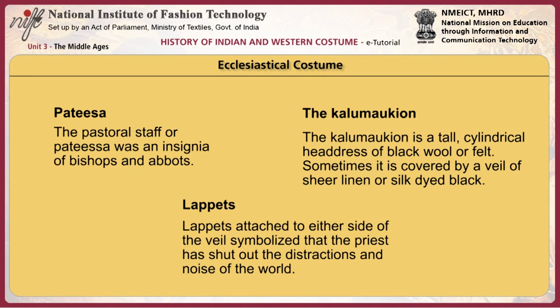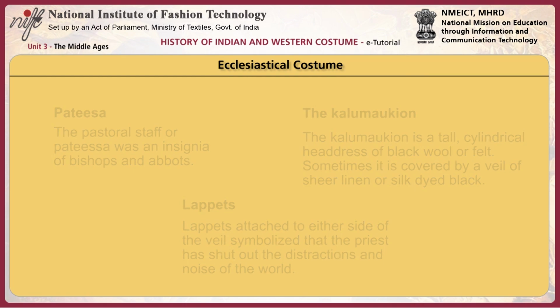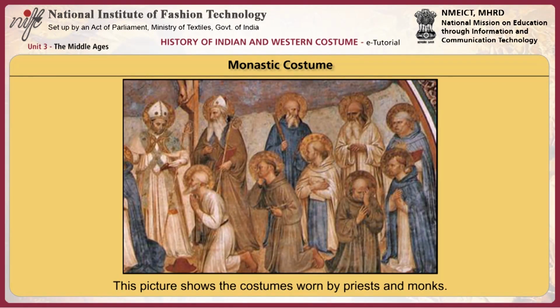The baculum, the pastoral staff, was an insignia of bishops and abbots. The kalymmavchion is a tall, cylindrical headdress of black wool or felt. Sometimes it is covered by a veil of sheer linen or silk dyed black. Lappets were attached to either side of the veil, symbolizing that the priest has shut out the distractions and noise of the world. Monasticism began in the early 4th century.